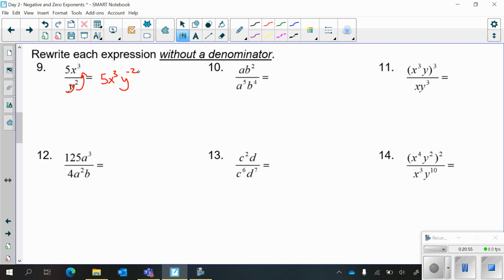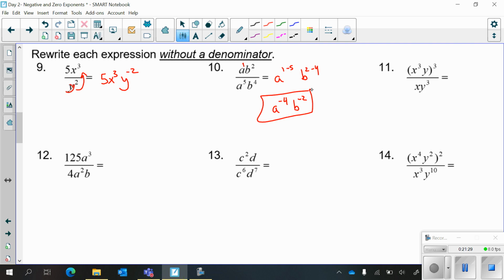For the next one, let's see what we get. You're dividing, so you're just going to subtract your exponents. So we have a to the 1 minus 5, b to the 2 minus 4. If you simplify that, you have a to the negative 4, b to the negative second power. Done. Because they don't want a denominator, but this could be 1 over a to the 4th b squared.